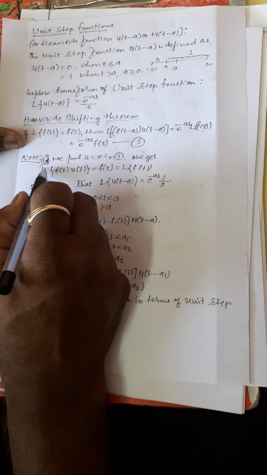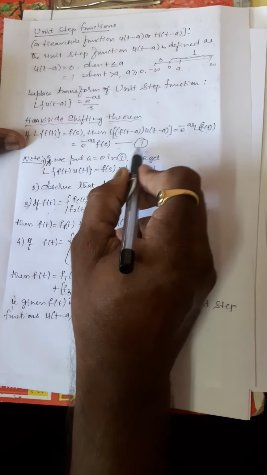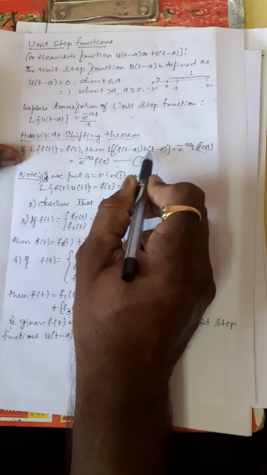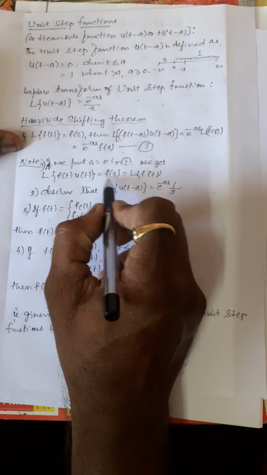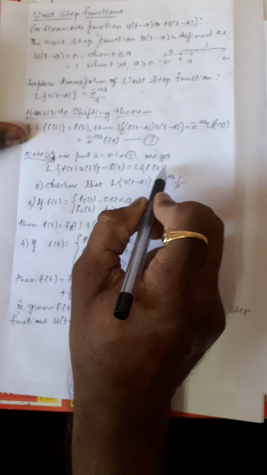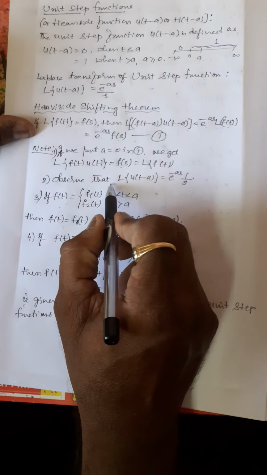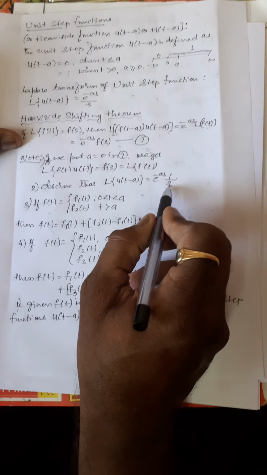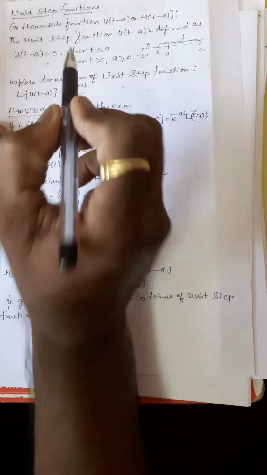Then we shall take some restrictions. If we put a equal to 0 in result number 1, we get L of f of t u of t, because a is equal to 0. Then this term is equal to F of s. F of s is the Laplace of the given function. Observe that L of u of t minus a is equal to e to the power minus as divided by s. It is already shown by the definition.